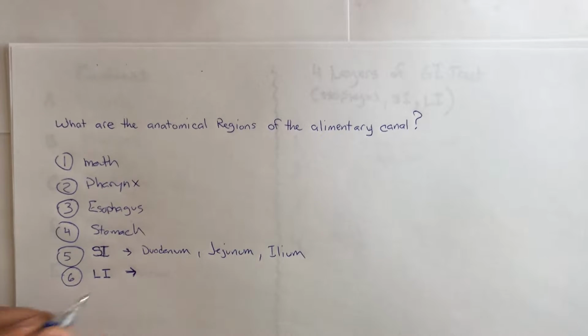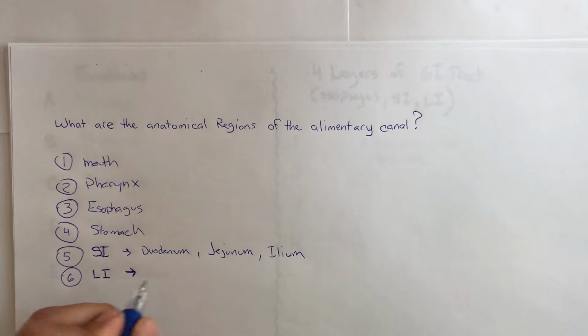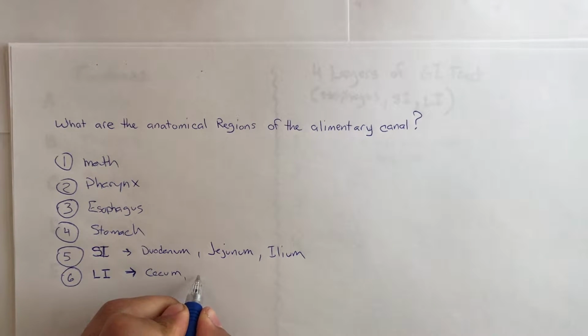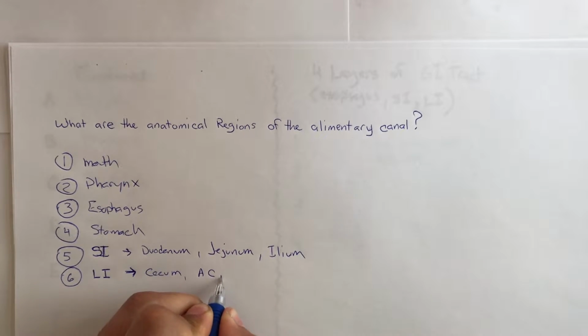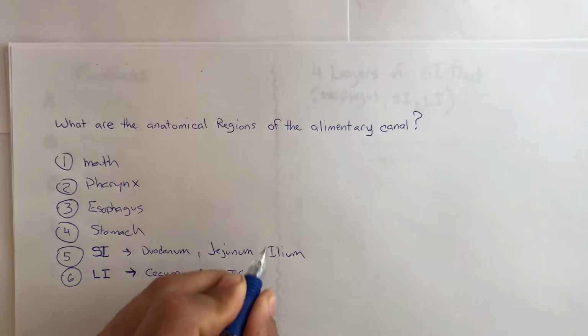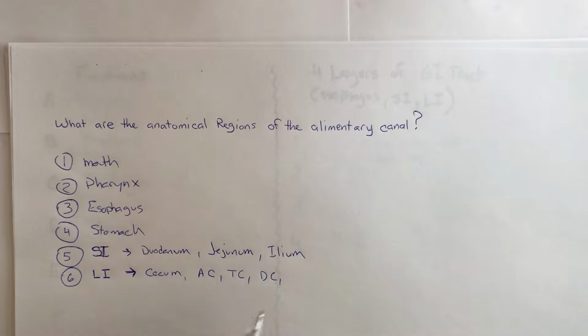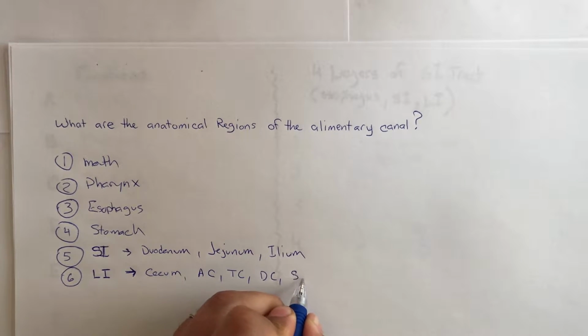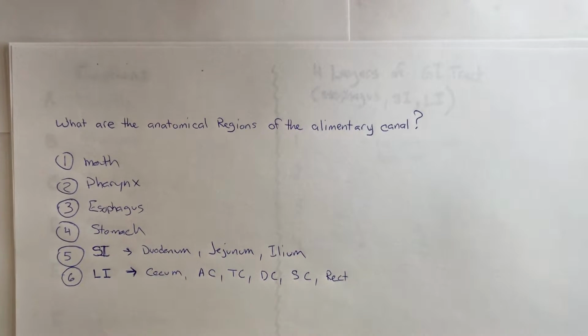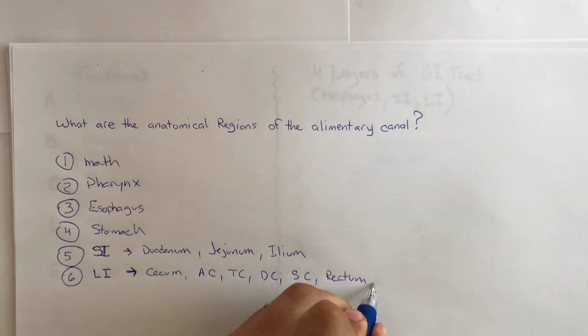I'm not going to require you to know the parts of the large intestine specifically, but we have the cecum, and then going up we have the ascending colon, and when it goes across we have the transverse colon, then it goes down, descending colon, and then it makes a sort of an S, sigmoid colon, and then there's the last little piece called the rectum, and then finally the opening, which is called the anus.